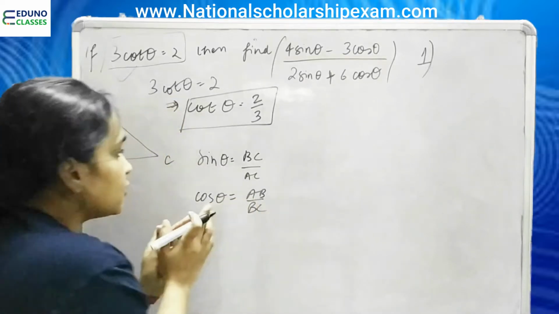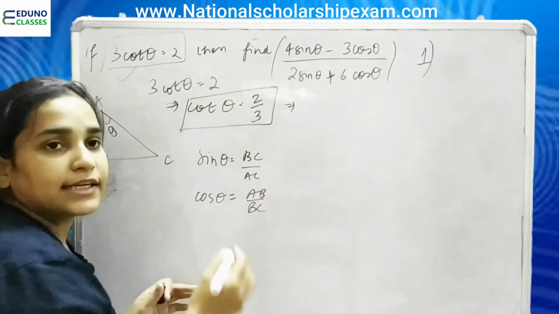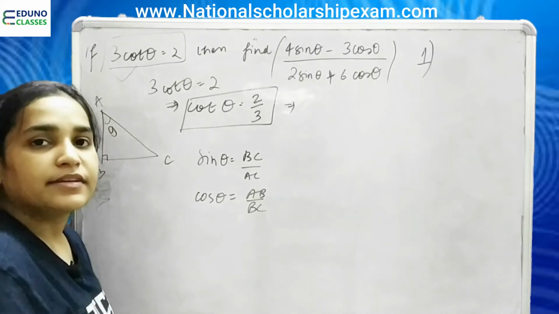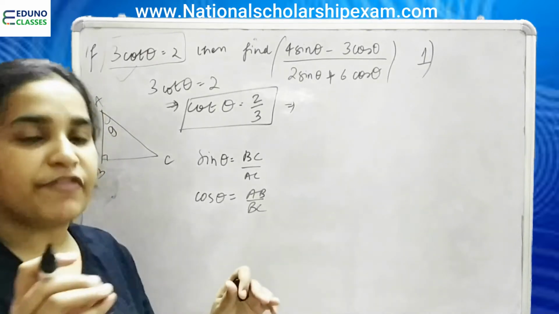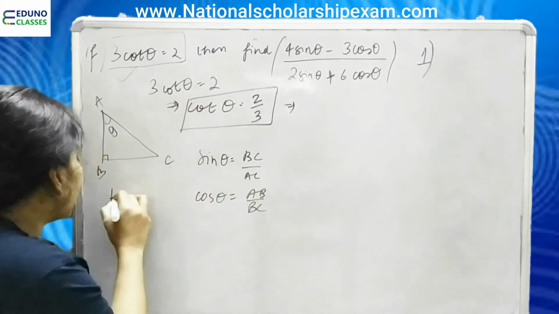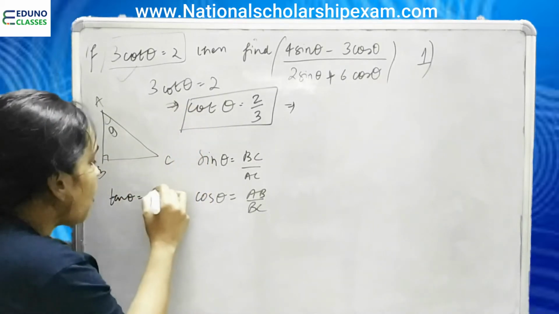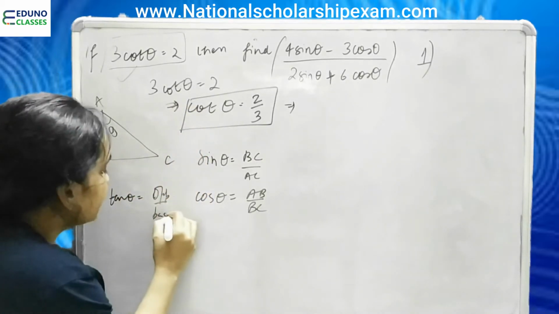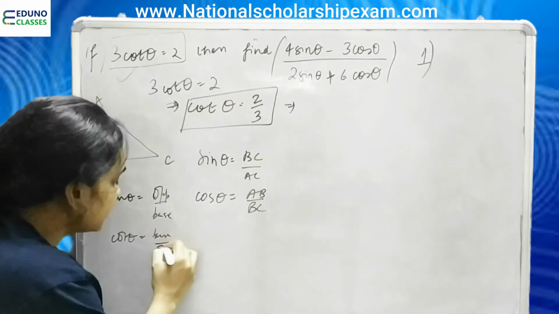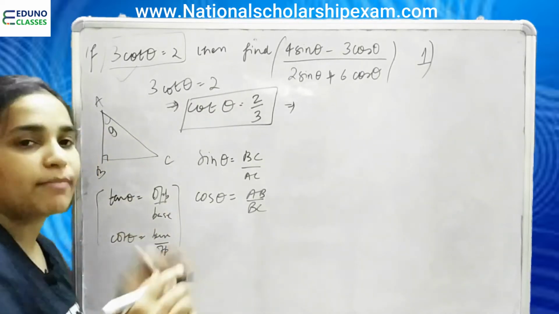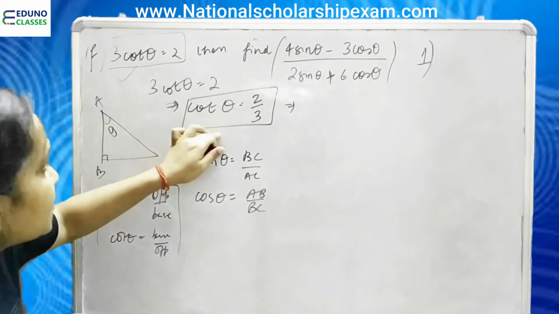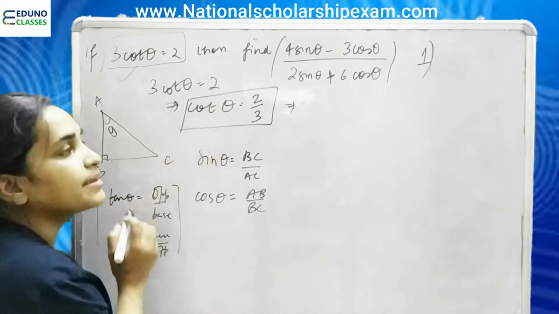Sin theta we have BC upon AC, cos theta we have AB upon AC: opposite upon hypotenuse, base upon hypotenuse. Fine. So, from here cot theta is base upon opposite. The way of remembering cot theta is that it is the opposite of tan theta, right? And tan theta we know is opposite upon base. So, cot theta is base upon opposite. This is the typical way, this is what you do in your mind.